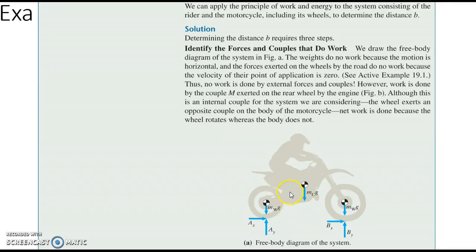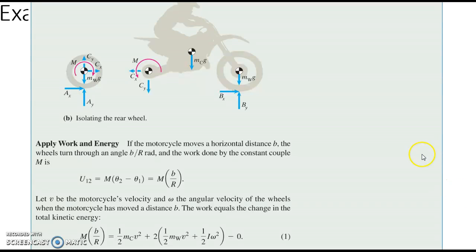Now what is doing work? Well, remember, if you think about the engine here, or the torque that's being supplied by the engine, it is causing some rotation of the wheel. So that torque is doing work, or that couple is doing work, because you have a couple acting on the wheel and it is causing rotation of the wheel. Why is it not shown here? Well, that couple is internal. It's an internal force. So if I break up the diagrams here, I can show the couple acting on the wheel, and of course an equal and opposite couple acting on the body of the motorcycle.